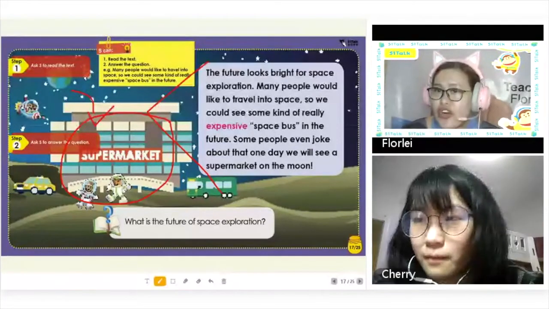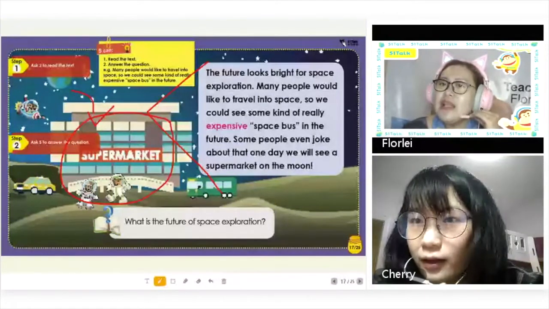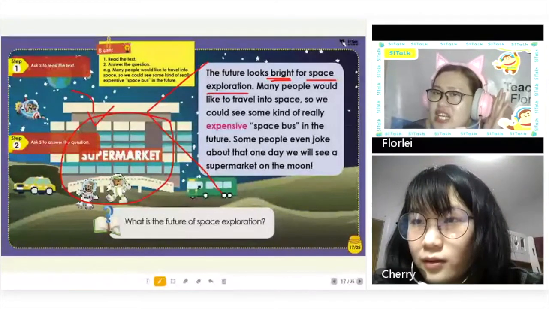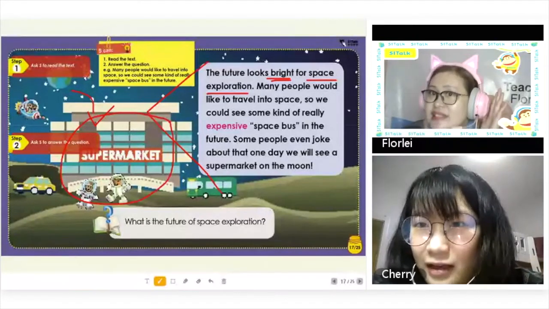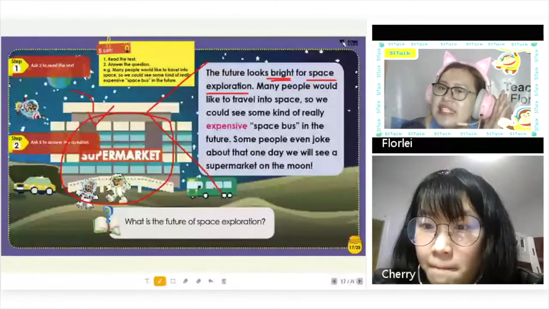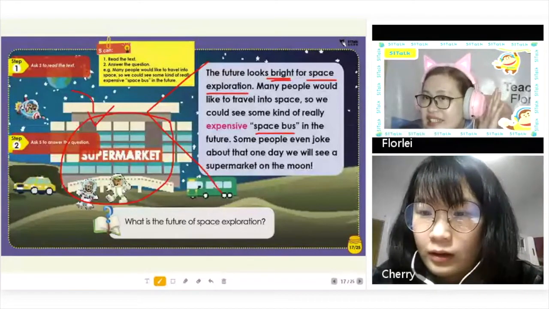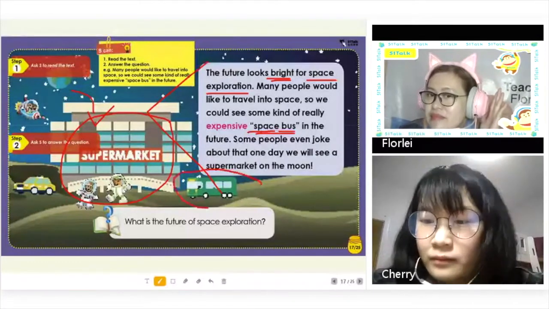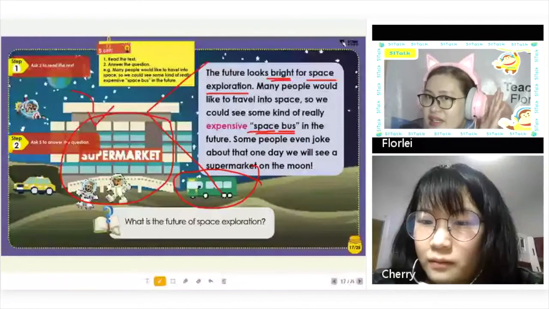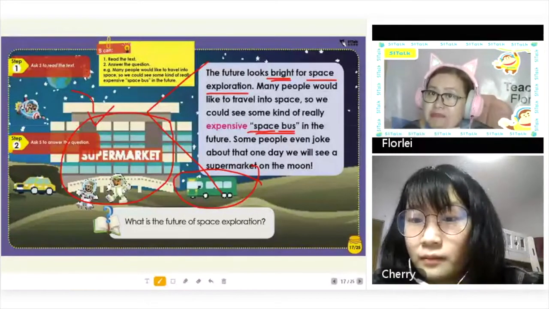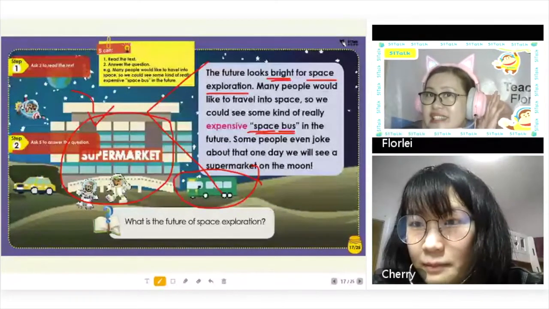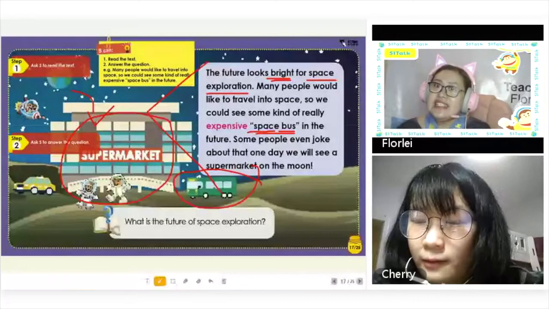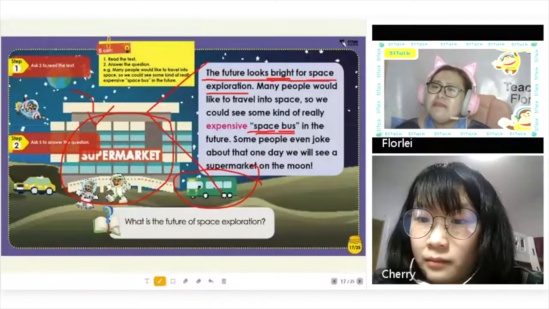Let's try to read some words in the text that you've read. Please repeat. Bright. Space exploration. Very good. Space bus. Okay, one more time. Space bus. Again, let's repeat. Space. Very good.